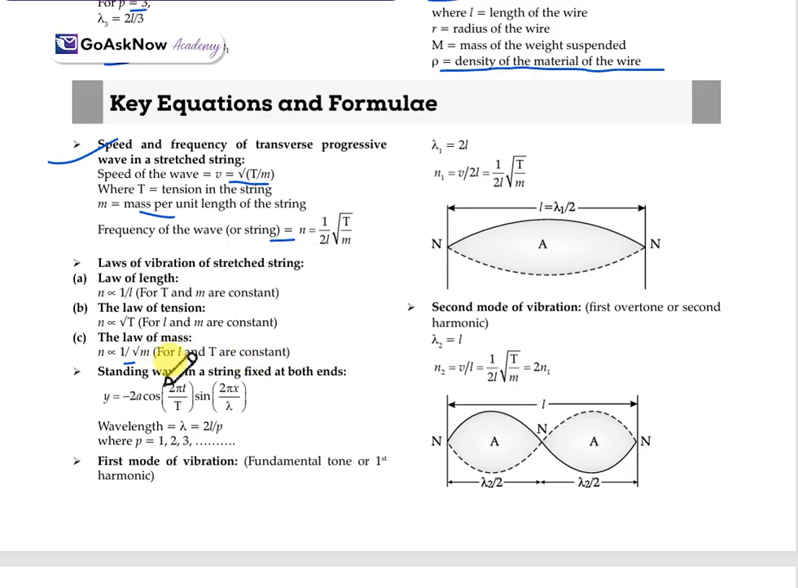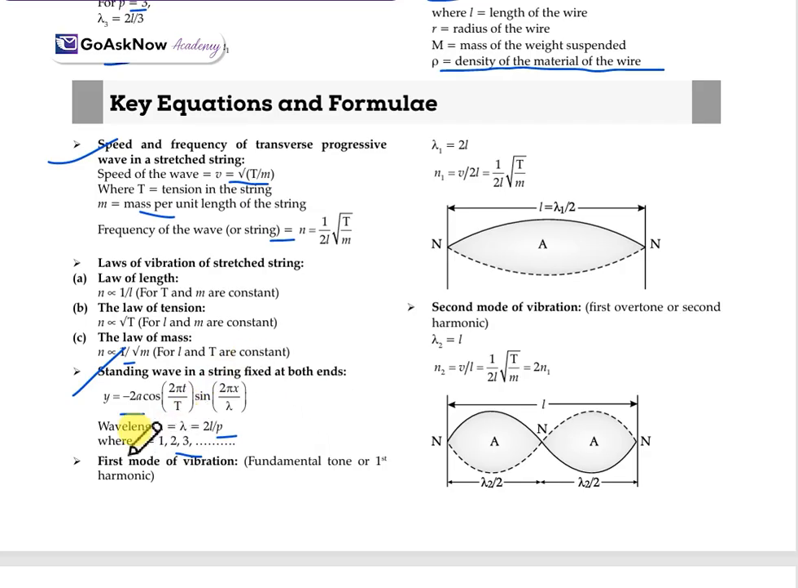Standing wave in a string fixed at both ends, and here we have concluded this with the help of superposition. From y1 and y2, we get the standing wave equation, which is y equal to minus 2a cos(2 pi t upon T) sin(2 pi x upon lambda), where lambda is equal to 2L upon p, and also p is equal to 1, 2, 3, and so on.